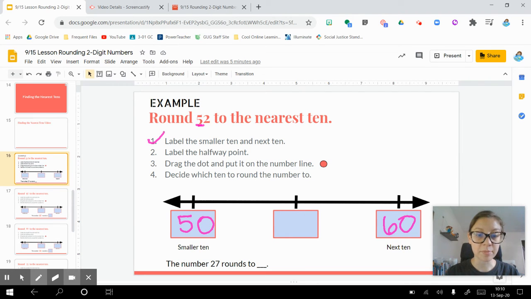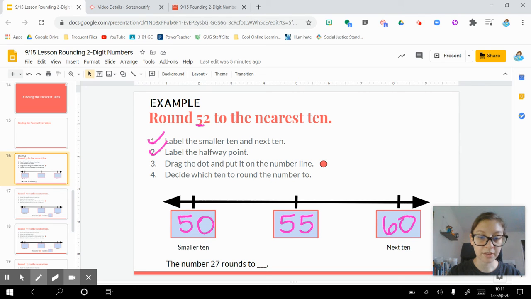Step 2 says label the halfway point. This is what we've been doing this entire lesson today. So we have 50 and 60, and what number is halfway in between? Well, I remember that we found the pattern that all of our numbers that are halfway have a 5 in the ones place. And since we're in the 50s right now, so 51, 52, 53, 54, 55 is going to be my midpoint, or my halfway point. So I did step 2, labeled the halfway point.